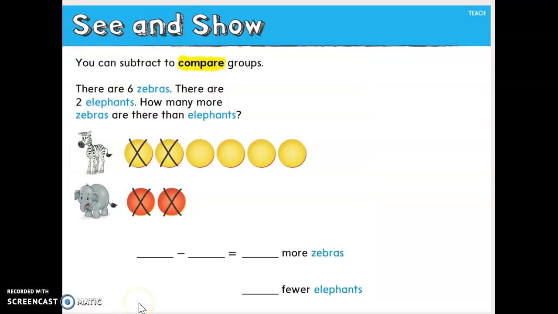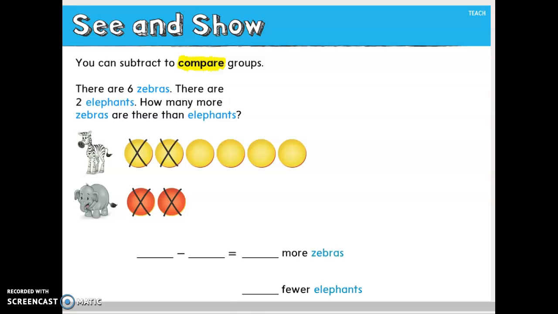You can subtract to compare groups. There are 6 zebras. There are 2 elephants. How many more zebras are there than elephants? So I have 6. I'm going to get out my writing tool. I have 6 zebras. If I take away the amount of elephants I have, which is 2, I have 4 more zebras, which means I have 4 fewer elephants.